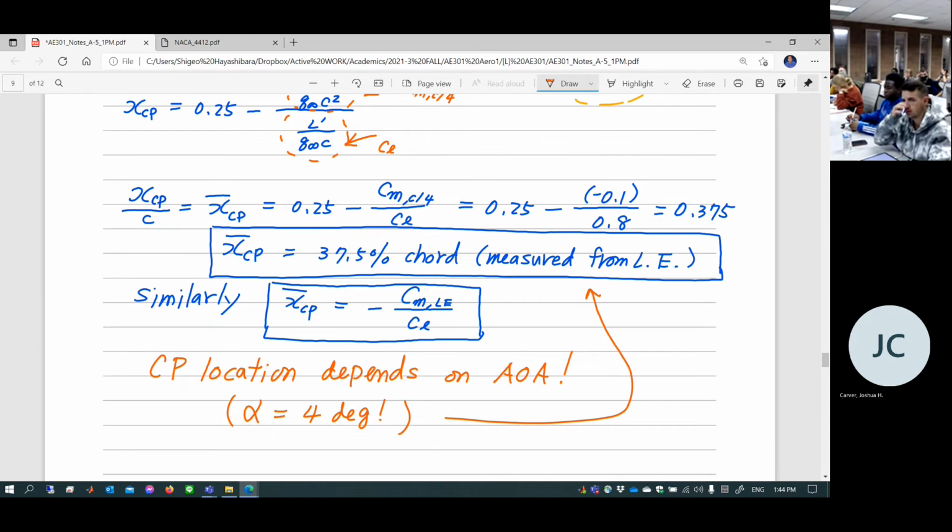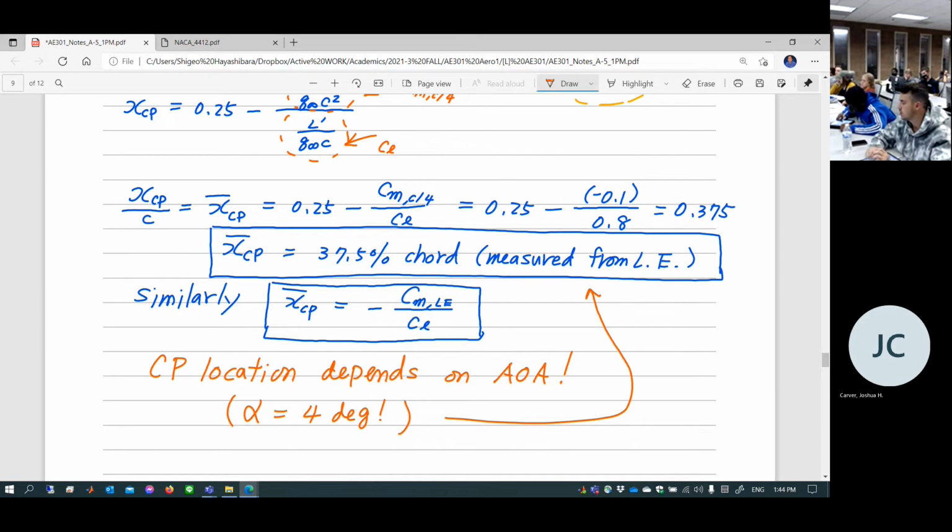Should we make it a function of angle of attack? This is a function of angle of attack. Center of pressure is a function of angle of attack, and it's not a linear function. Every angle comes up with a different location.